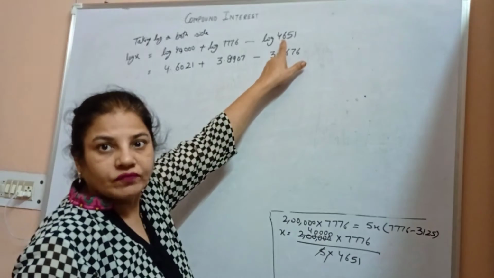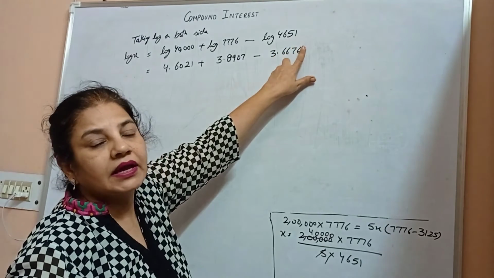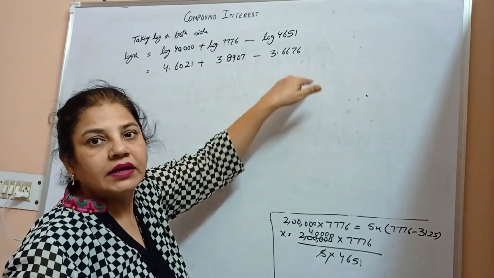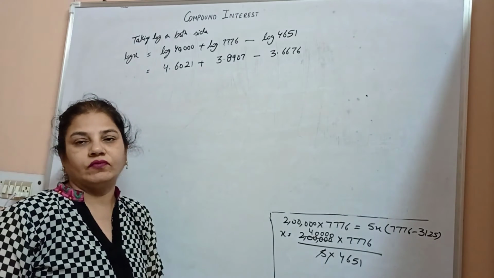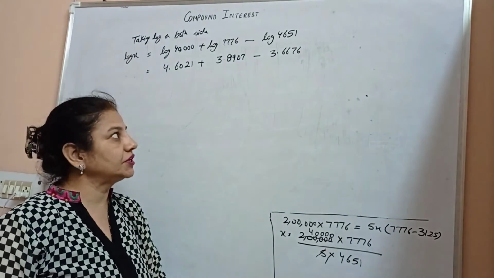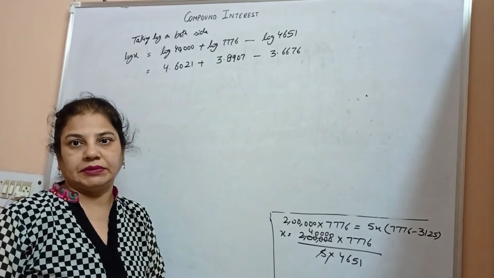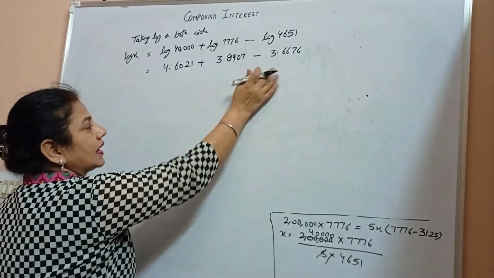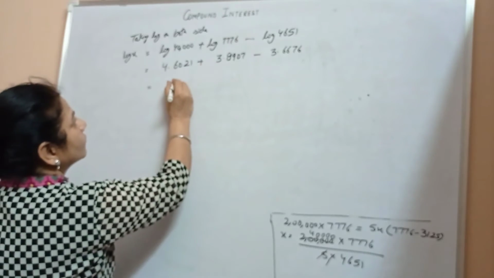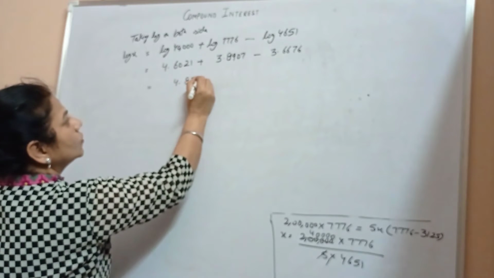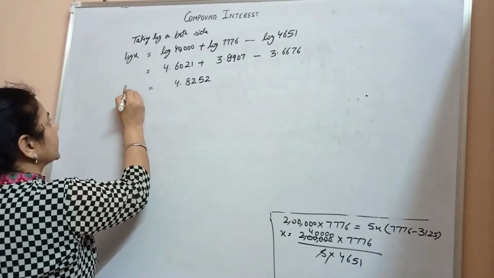You observe log 46 in the log table. Go down with 5 and then add the number given under 1. You will get the value of log 4651. To calculate these values, you have to observe the log table. Now add these two and then subtract this. You will get 4.8252. This is log x.